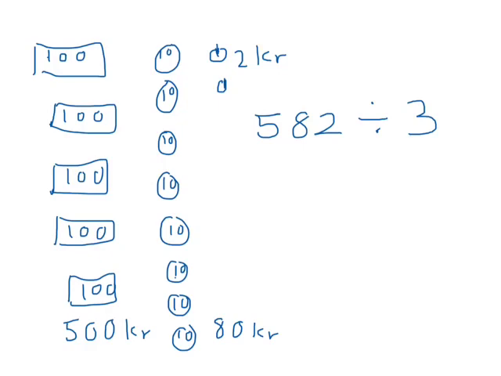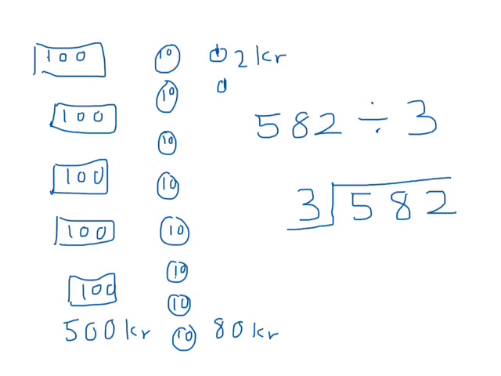Now I'm going to show you a short method of dividing. Instead of writing it as I've shown you here, I'm going to write it as follows. With the 3 here, a line like this, and my 582 here. The 3 is my divisor, and the answer is also called a quotient.